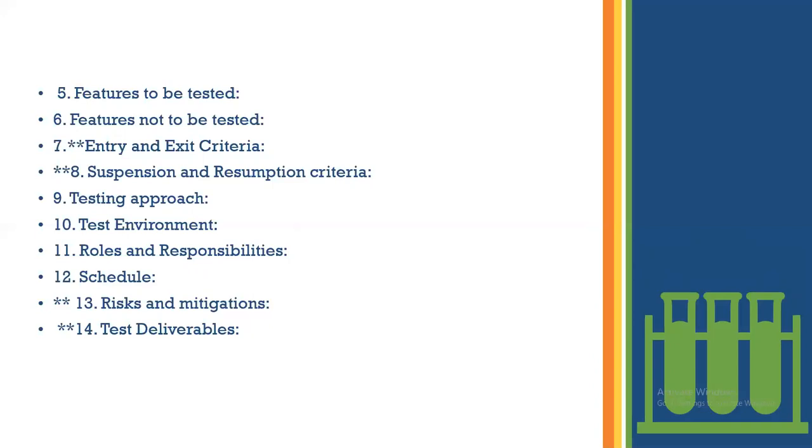Then entry and exit criteria. The entry criteria describe when we can start test case execution. Exit criteria describe when we can stop the test execution for the project. That's the entry and exit criteria. Then suspension and resumption criteria: temporarily when we can stop execution and when we can continue, that information. Testing approach, test environment, roles and responsibilities, schedule, risks and mitigations, test deliverables.